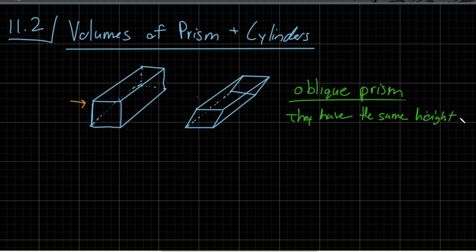I'm just tilting it over. So the height of this one is h here. The height of this one, if I go down like so, this is my height. The heights are the same. They have the same height, so they have the same volume.